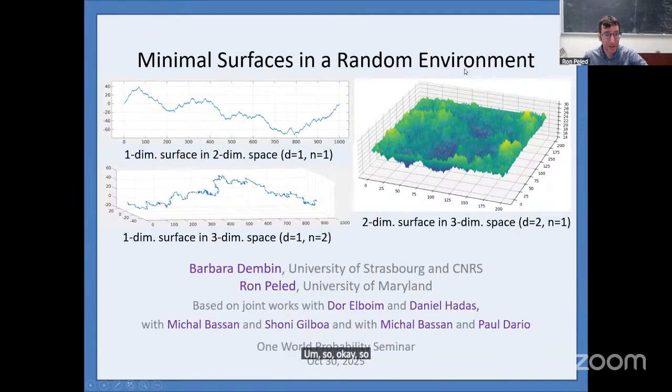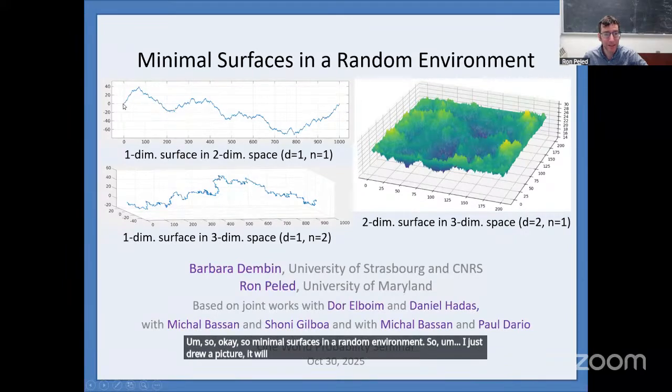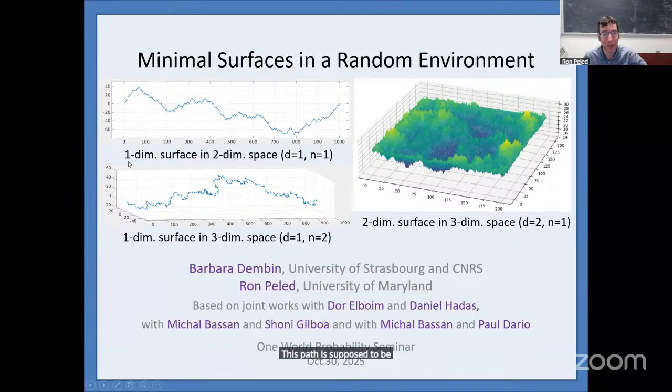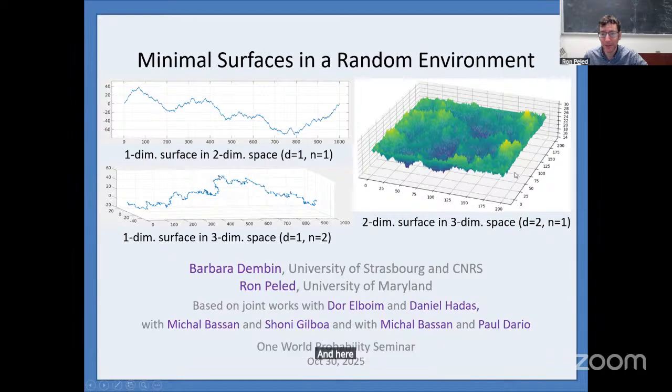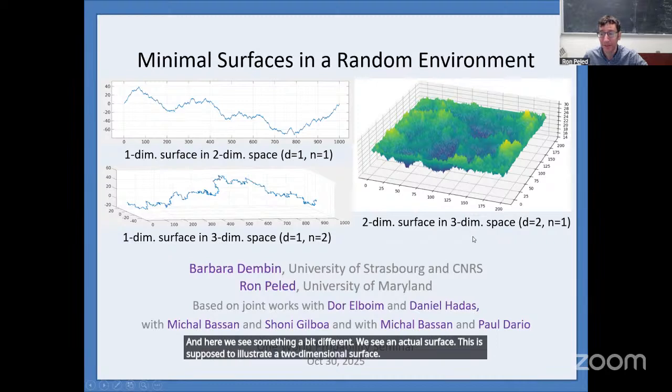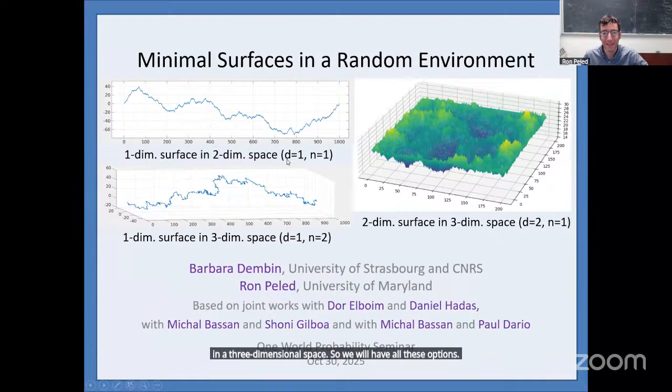So, minimal surfaces in a random environment. I just drew a picture. It will all be explained in the next slides, but you see here there is a path. This path is supposed to be a one-dimensional surface, a path in a two-dimensional space, whereas this path is supposed to illustrate a one-dimensional surface in a three-dimensional space. And here we see something a bit different. We see an actual surface. This is supposed to illustrate a two-dimensional surface in a three-dimensional space. So we will have all these options. d is going to be the dimension of the path, little d, and n is going to be the codimension. We'll see that later on.